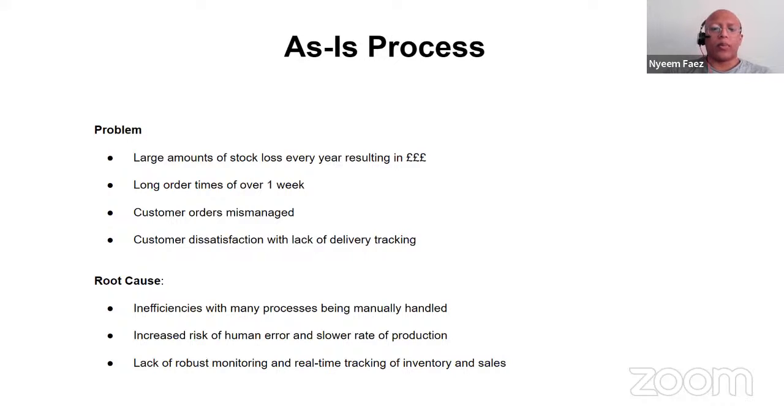The root causes that we can look into are inefficient processes. Many of the processes are handled manually, which increases the risk of human error and slows the rate of production. And there's a lack of robust monitoring and real-time tracking solutions for inventory, sales, and shipping.